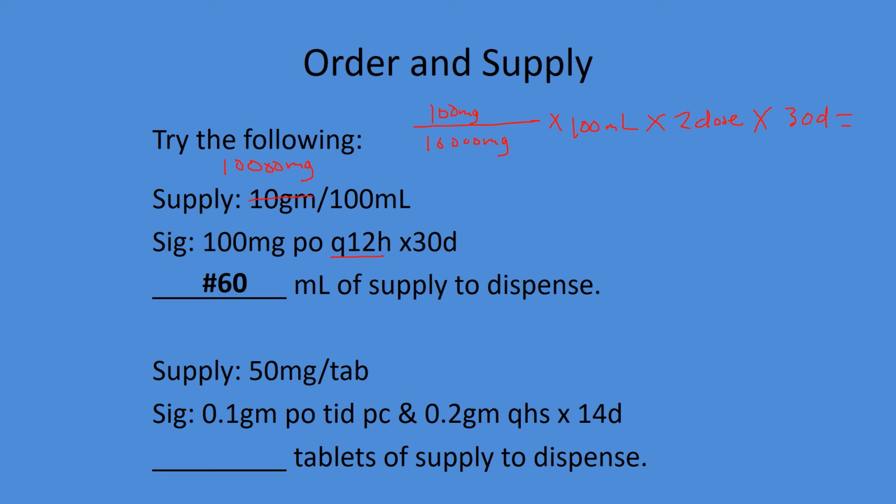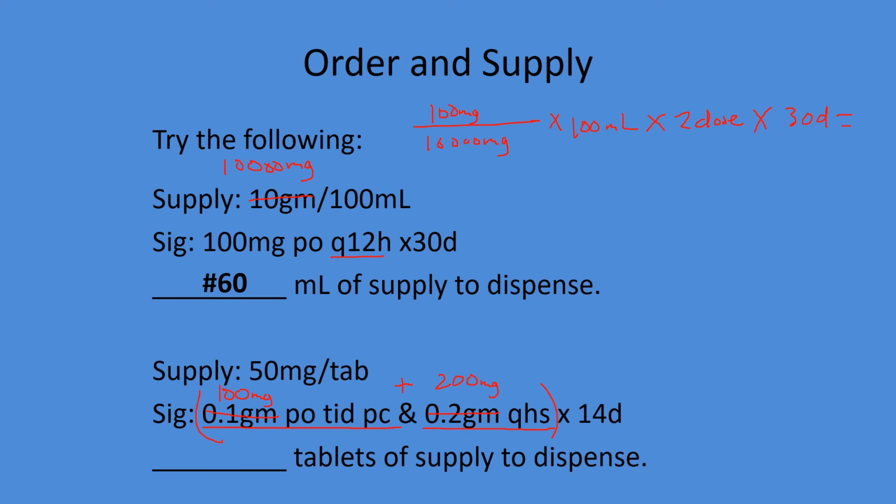For the next problem, you're going to have to add how much they take there with how much they take there, and then multiply by 14. So anytime you see an "and," you'll have to add. Half a gram, let's change these to milligrams. So 0.1 gram is going to become 100 milligrams. 0.2 grams will become 200 milligrams.